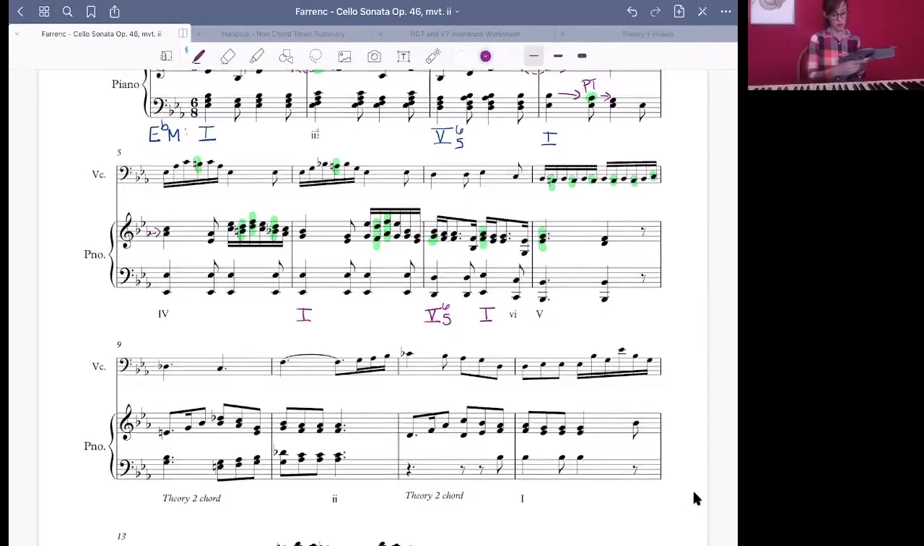So look at how we approach it. We step down to it and we step back up out of it. We come to it and return from it from the same pitch. This is a nice lower neighbor. Now, similarly, in the very next measure, we do the same thing, right?